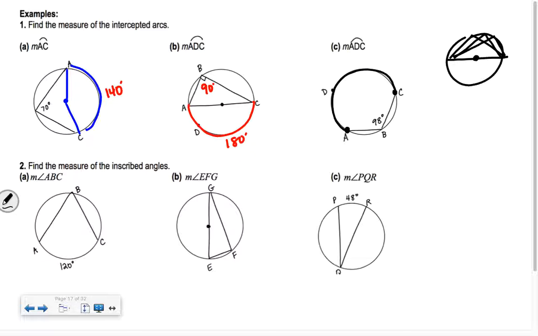Okay, measure of ADC. So ADC going around here. What do we think? I don't think it's 262. What's 98 doubled? So it's almost 100 doubled. 196? Yeah. All right, the next one.